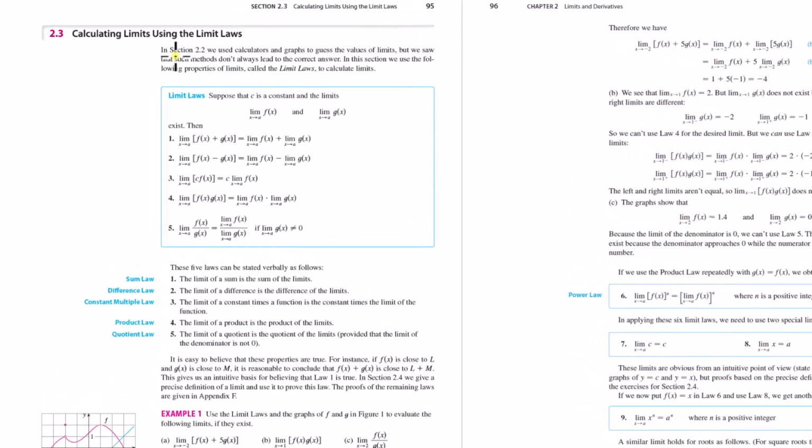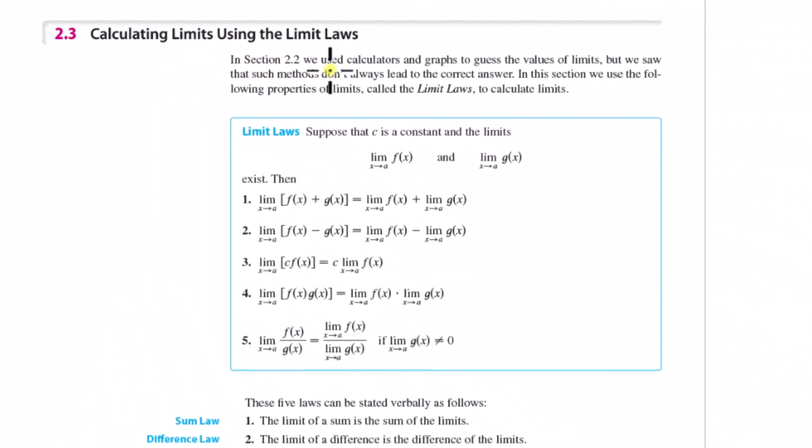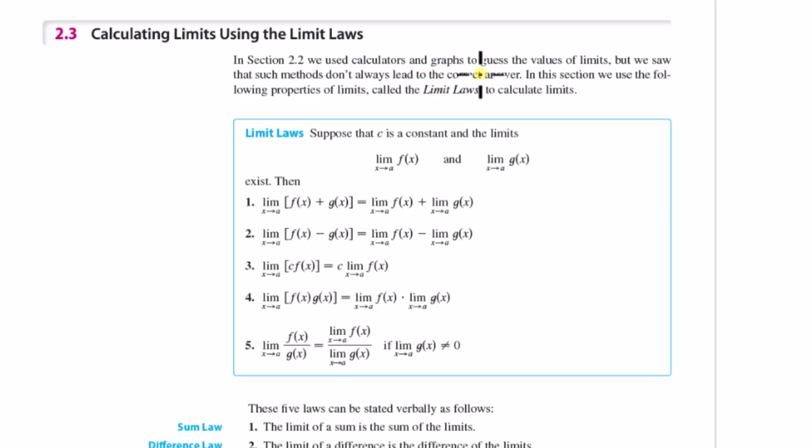Okay, so it says in section 2.2, the previous section, we used calculators and graphs to guess the values of limits. But we saw that such methods don't always lead to the correct answer. Yeah, so we saw in the previous section that there were many examples. That was one of the main points of the previous section, that just using a calculator and plugging in values closer and closer to the limit point, the point that the input is approaching, didn't always lead to the correct answer. And now they mention that neither did doing limits graphically always lead to the correct answer either.